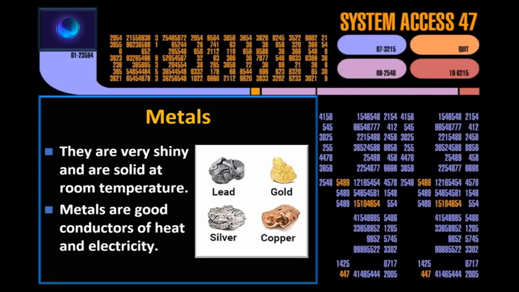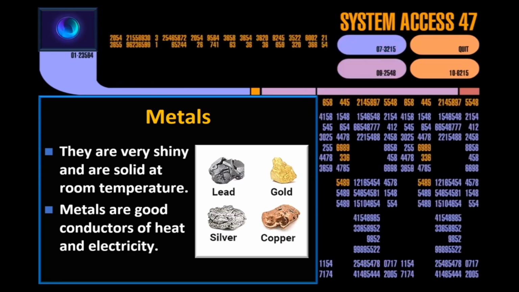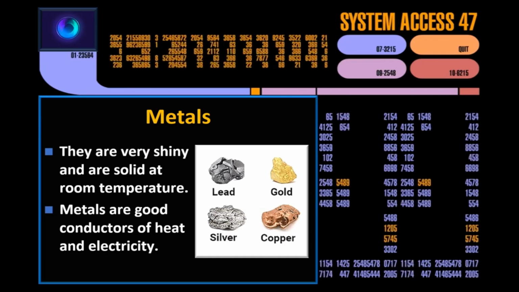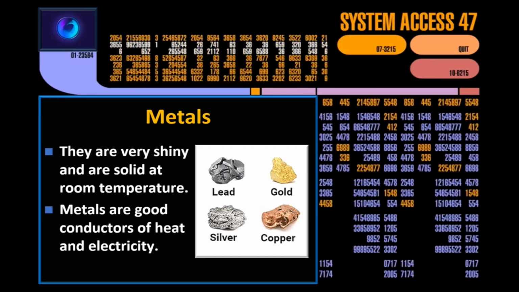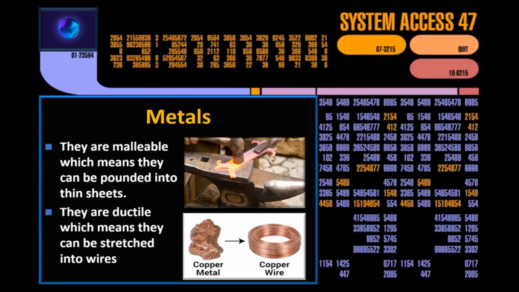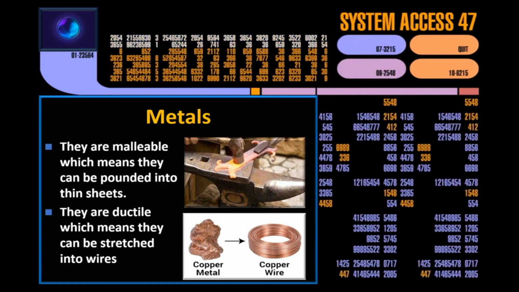Metals are those elements that also share very specific properties. They are very shiny and are solid at room temperature. Metals are good conductors of heat and electricity. They are malleable, which means they can be pounded into thin sheets. They are ductile, which means they can be stretched into wires.